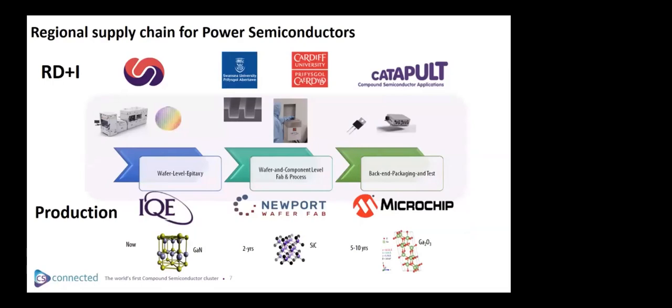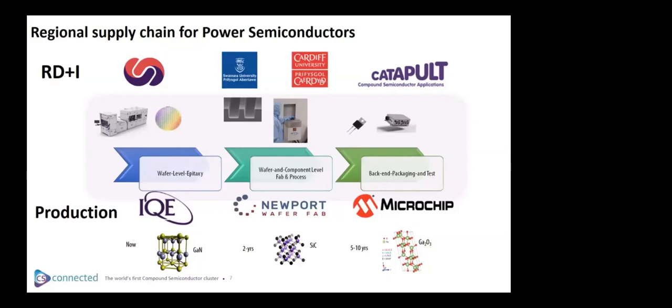If we deploy these assets towards power semiconductor markets, we have an ecosystem initiative in place which combines our research, development and innovation elements in materials, fabrication, packaging and applications, along with a coordinated foundry supply chain with wafer level materials provided by IQE, wafer and component level fabrication with Newport Wafer Fab, and back-end packaging and test supplied by Microchip.